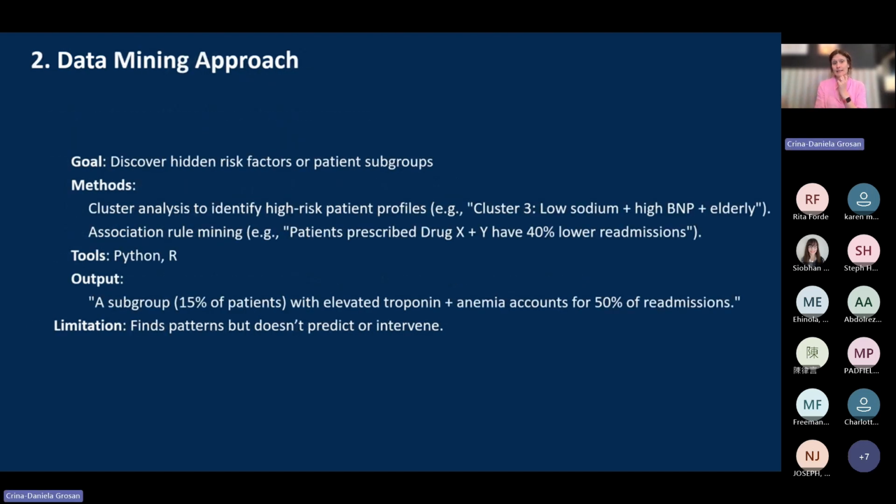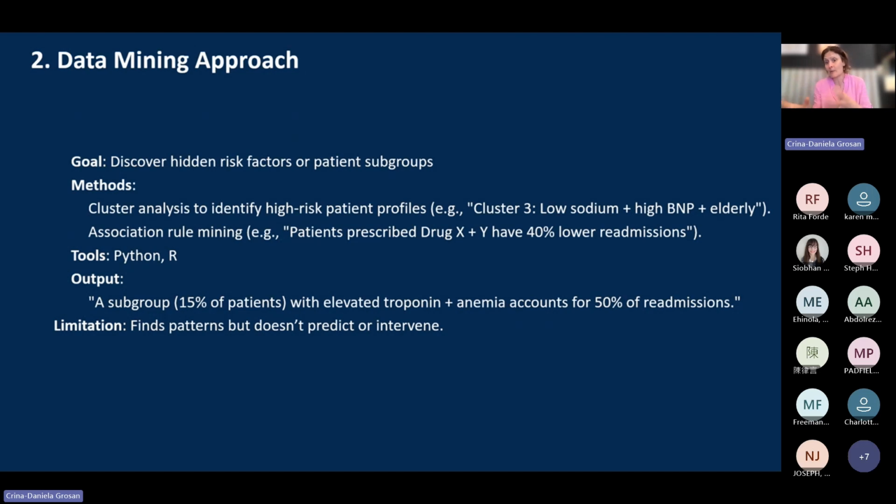Now, if we look at that same data with a data mining approach, the goal will be to discover hidden risk factors or some patient subgroups. The methods could be some that we classify as machine learning methods. So for instance, this cluster analysis is a machine learning method. It groups patients, it puts patients into groups based on similarity. So a cluster analysis could identify high-risk patient profiles.